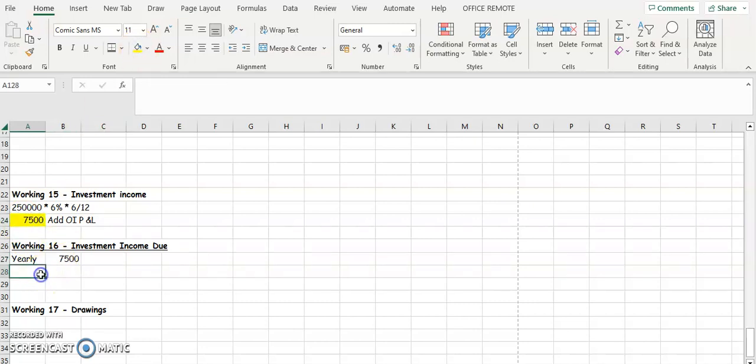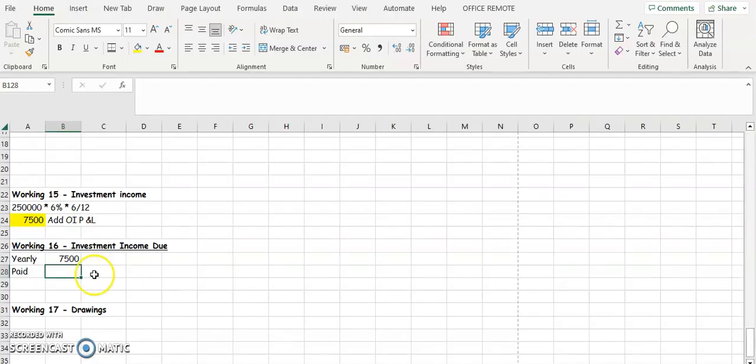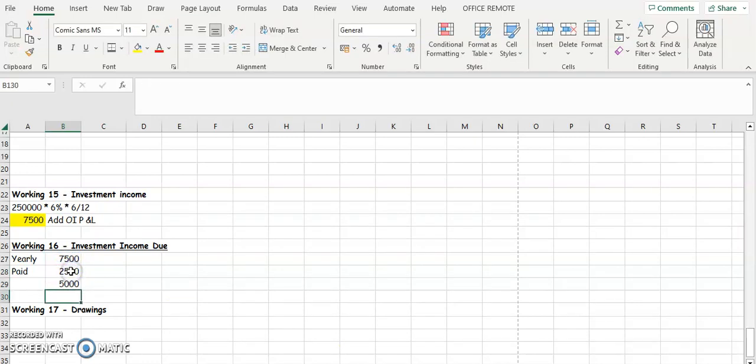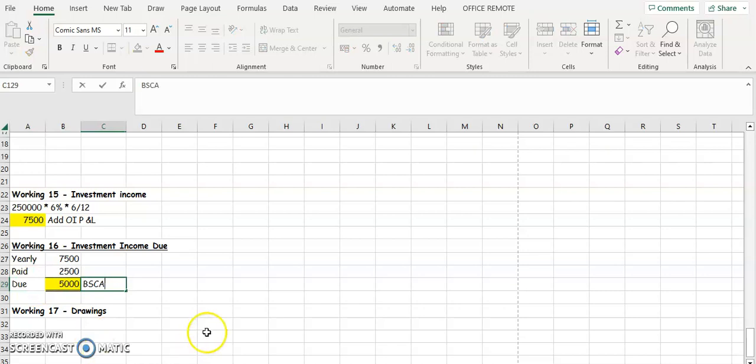We identified in the question that we were paid, let's have a look, I think it was 2,500. So investment income received 2,500. It's on the credit side, so it's an income. So we received that. So we've left to receive 5,000, and that's your investment income due. That's going to go into your balance sheet as a current asset.